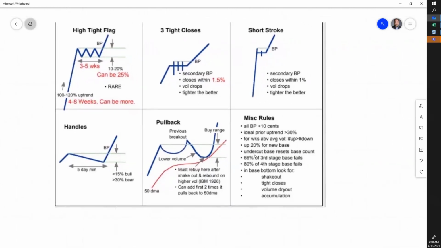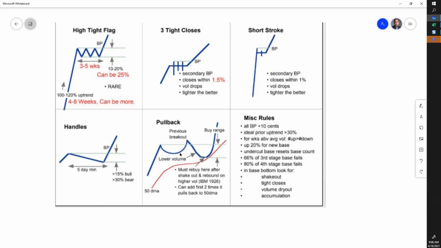There's also this rule about yung undercut ng base resets base count. If you look at yung isang pinost kong lecture, pinakita ko sa inyo doon kung saan there are typically 3 to 4 base structures that you will see in a general uptrend. And so sila, pag nagkaroon ng undercut, so dito nagkaroon ka ng undercut ng ganito, nare-reset yung base count daw according to their framework. So later on, we'll try to refine yung understanding on resets on base counting.